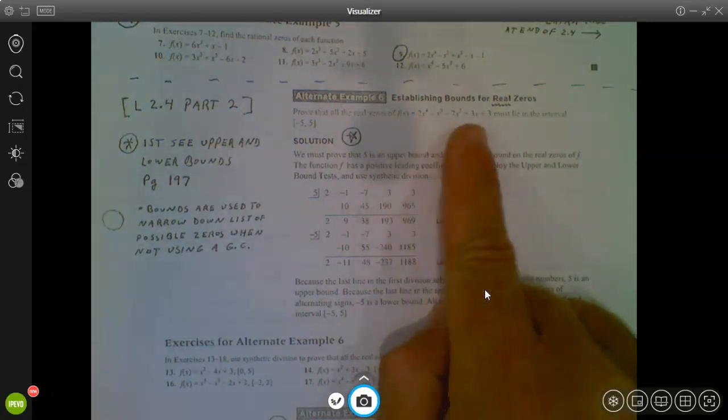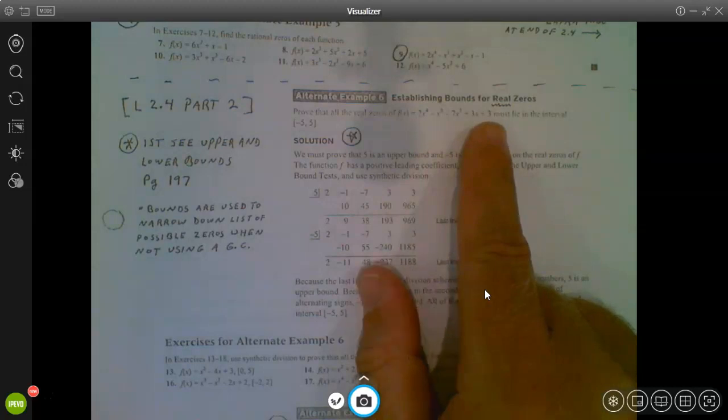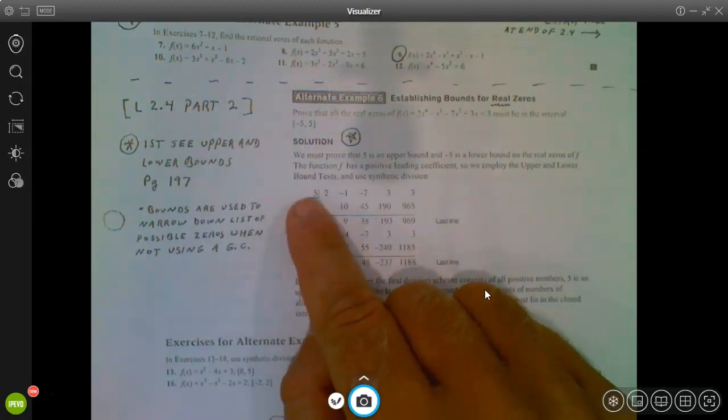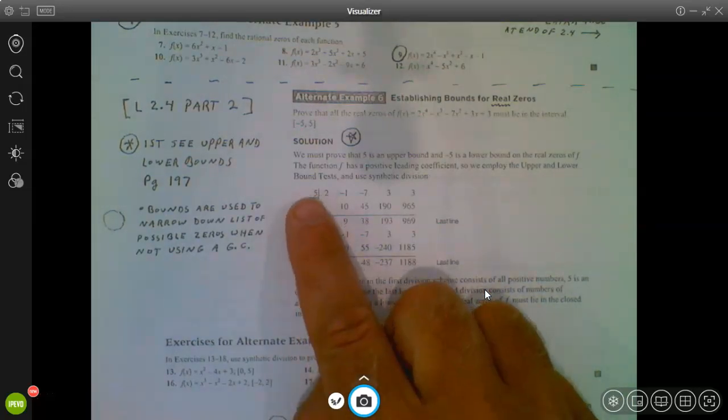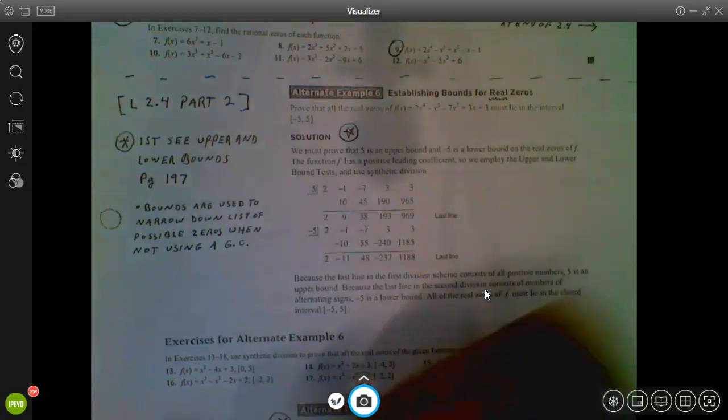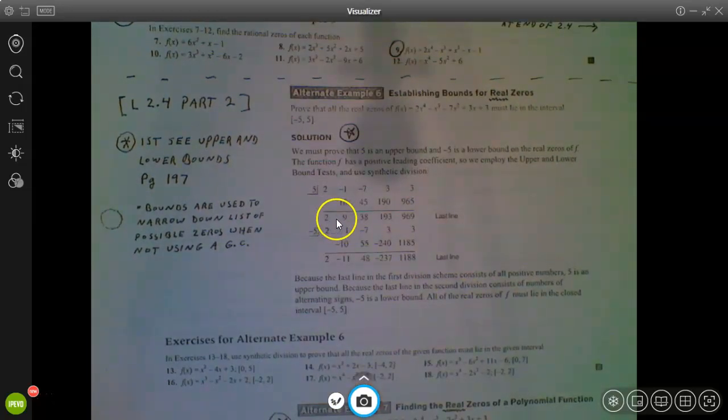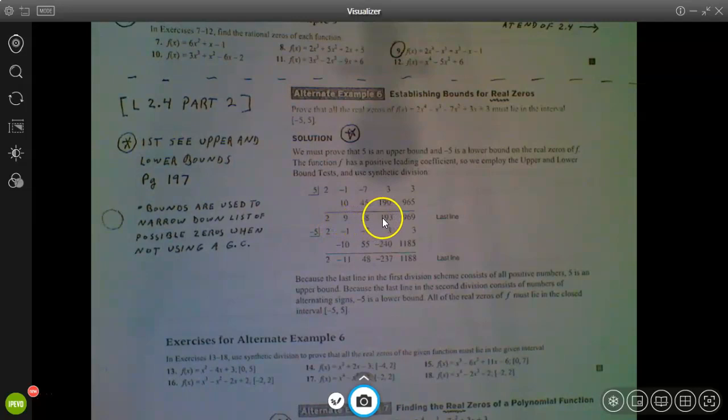So if you're looking at this one, here was the polynomial function, and they were testing in the box positive 5, and then they tested negative 5. So here's what you've got to notice. When they did positive 5, a positive k value, you'll notice all of the numbers, 2, 9, 38, these all came out to be positive numbers. And the rule was, if these are all positive or 0, then this represents an upper boundary, right? So I know at this point that all of the zeros of this graph are less than 5.